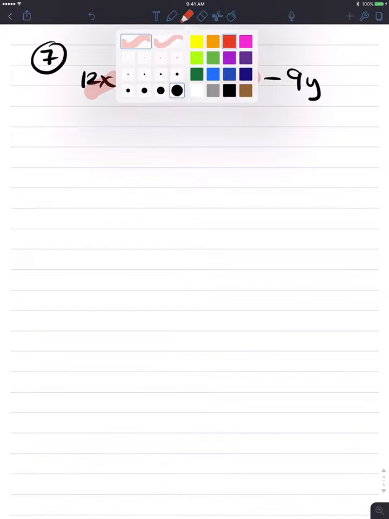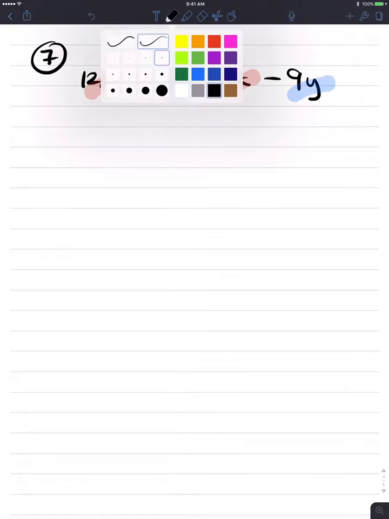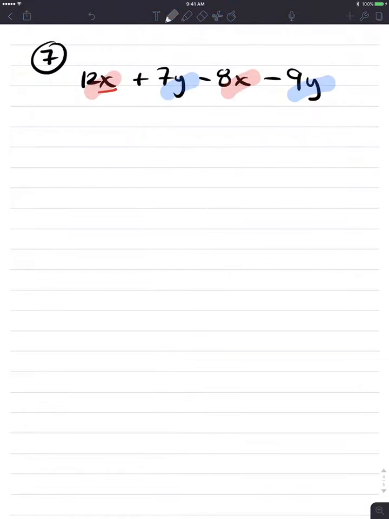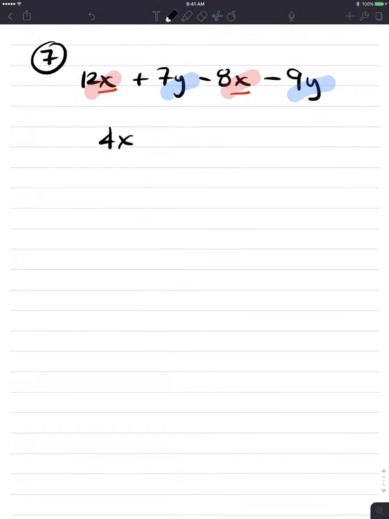Number 7. 12x plus 7y minus 8x minus 9y. X and x, these terms are like. Y and y, these terms are like. 12x minus 8x is going to give me a 4x.